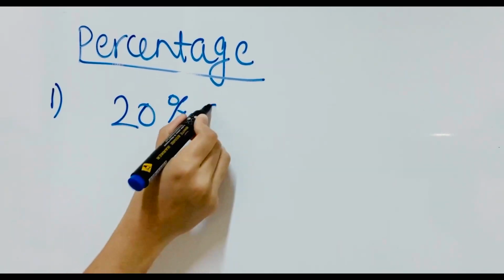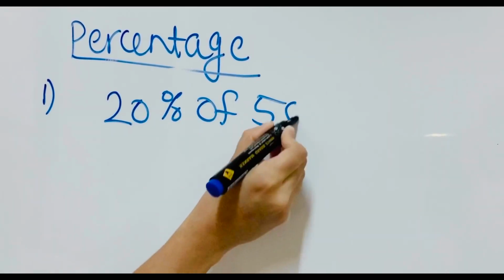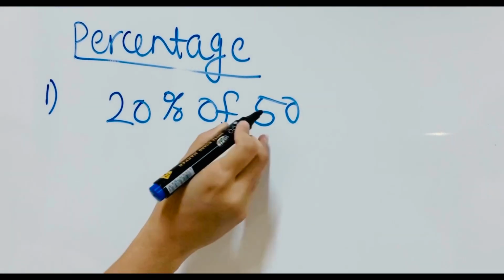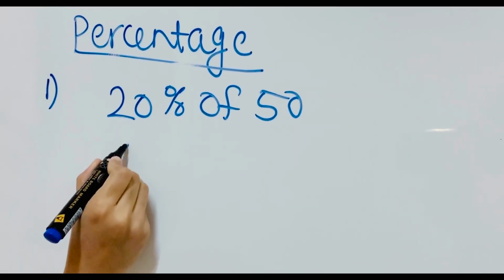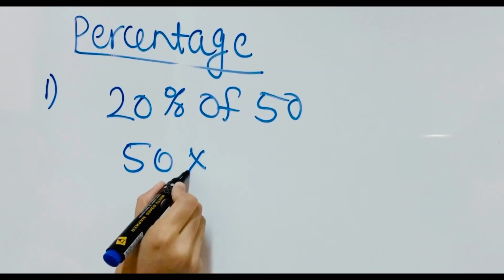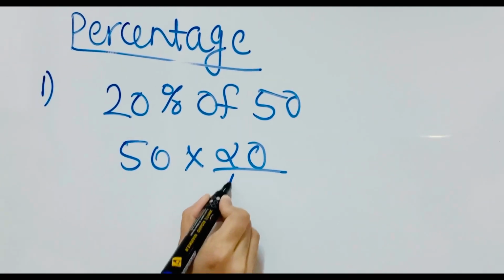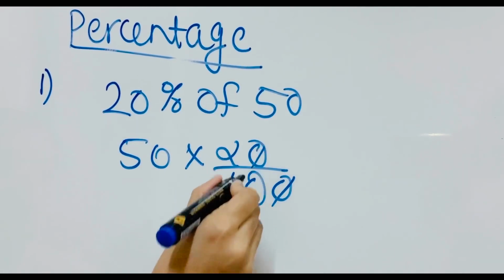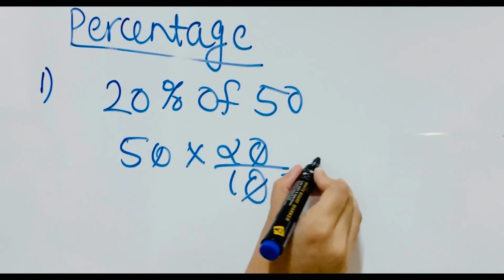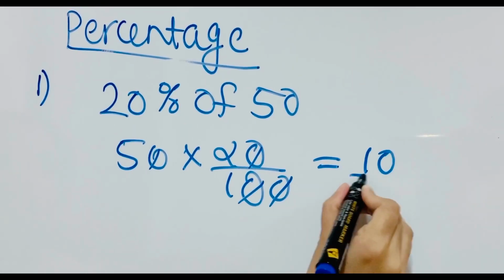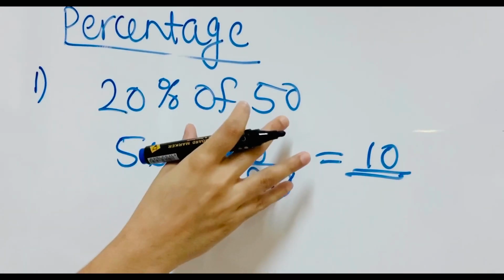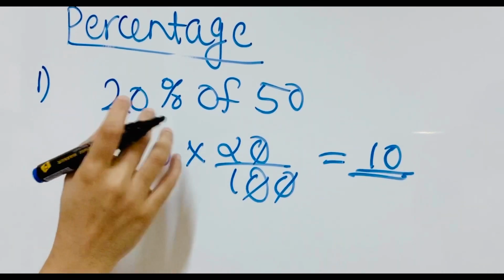20% of 50. In the normal way, we find 20% of 50 as 50 into 20 divided by 100. So these zeros will be cancelled out. So 5 into 2, the answer will be 10. We can find it directly in an easy way.